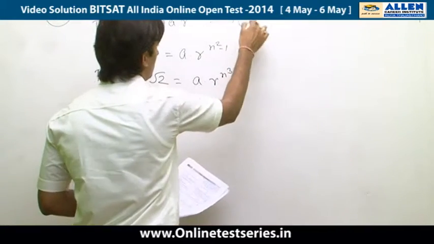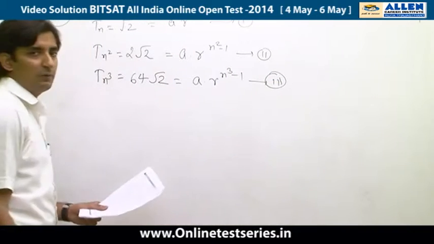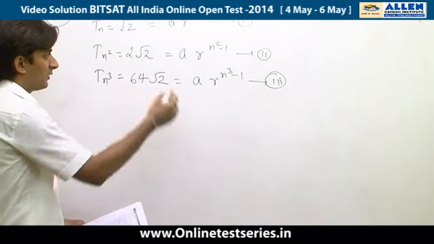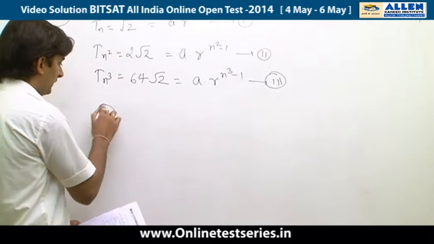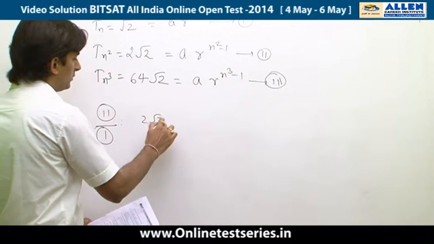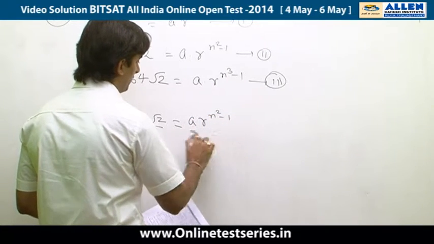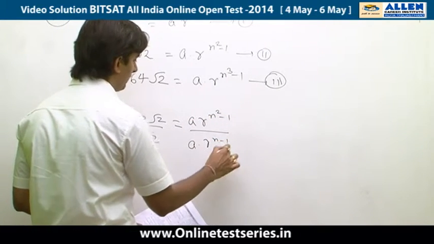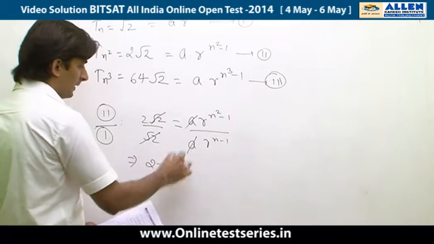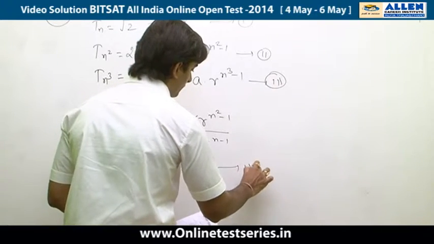We can name these equations 1, 2 and 3. We need to solve these three equations to get the value of three unknowns: a, r and n. For solving, we can divide equation 2 by equation 1. What we get is 2√2/√2 = a·r^(n²−1)/(a·r^(n−1)). These things can be cancelled out, and we get 2 = r^(n²−n). That can be termed as equation number 4.